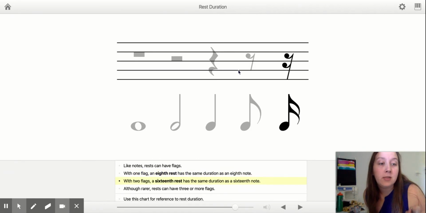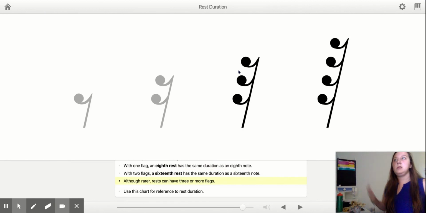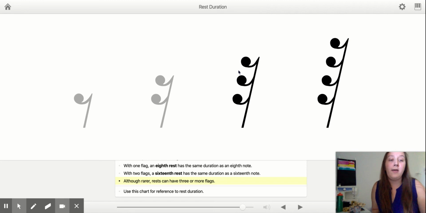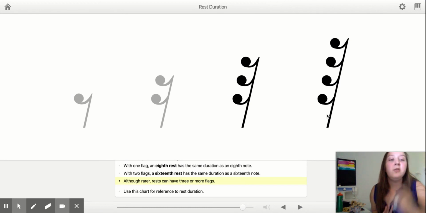A 16th rest has 2 little boogers or 2 flags on it, just like the 16th note does. Both are the same duration. And just like we talked about for the different flags for notes, you can have multiple flags for rests as well. We've got 8th note, 16th note, 32nd note, or I'm saying note, shame on me, 8th rest, 16th rest, 32nd rest, 64th rest. You can go on forever, but it would be a little bit extra and you wouldn't see it very often.